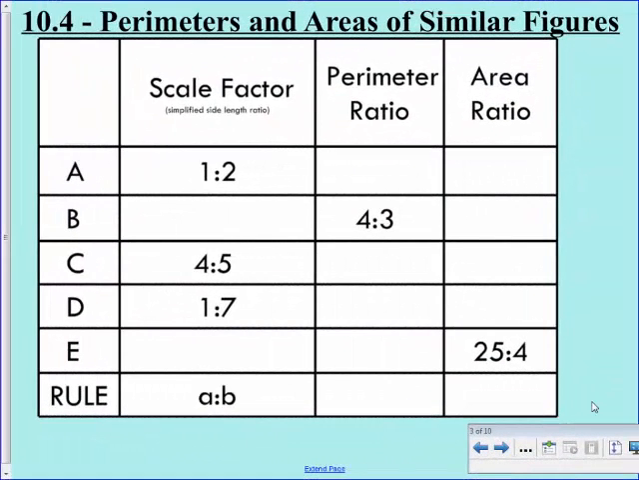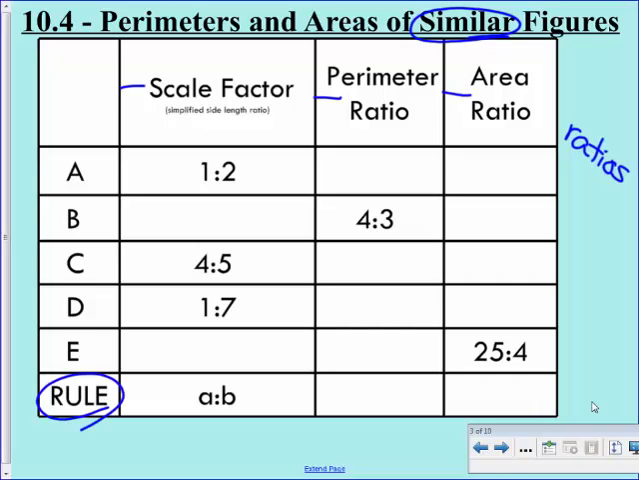Today we're going to talk about section 10.4, the perimeters and areas of similar figures. And hopefully you remember anytime you see the word similar, we're talking about ratios or proportions of side lengths. And we're going to talk about the relationship between the scale factor, the perimeter ratios, and the area ratios. So we're going to start with this rule that happens every time.